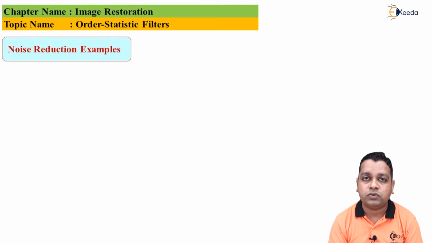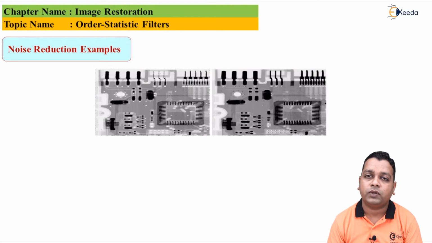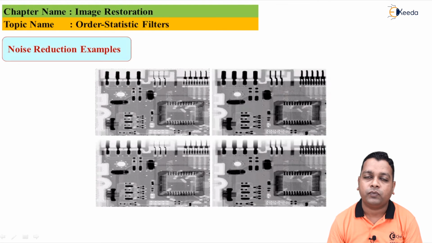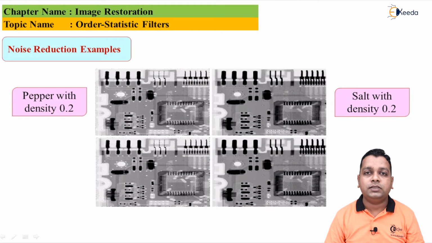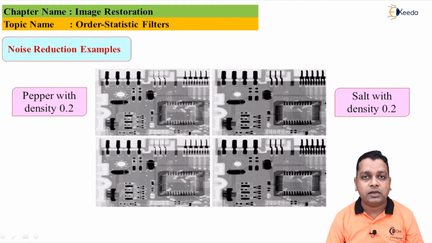Now we can discuss some noise reduction examples. Here we have two images and the next two for this example. The first image is affected with the pepper type of noise with the density 0.2 that you can observe in the image. Whereas the second figure is the representation of the image that is affected by the salt type of noise with the density 0.2. On the left hand side we have the first image with the pepper noise, on the right hand side the second image with the salt type of noise with equal density 0.2.